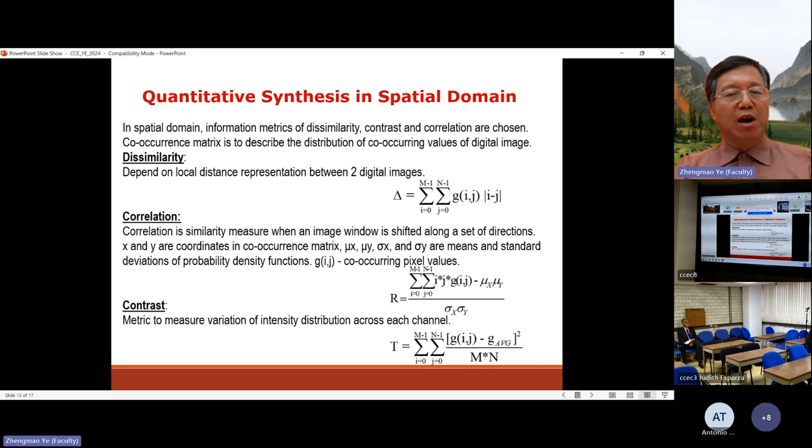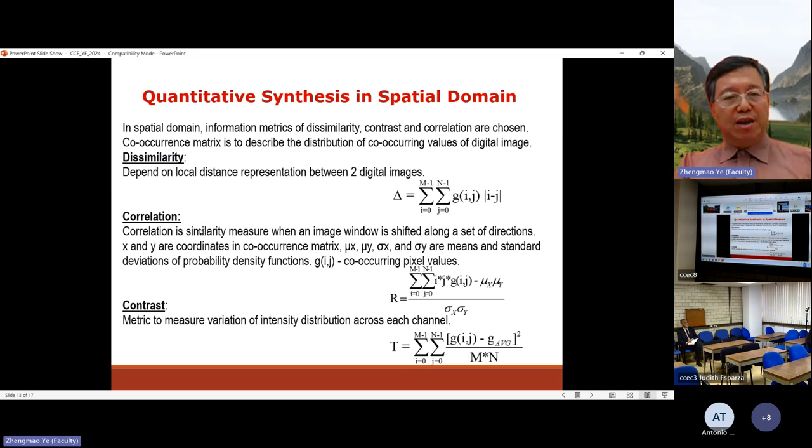Okay, secondly, we also want to have the quantitative synthesis in the spatial domain. In the spatial domain, the information metrics of dissimilarity, contrast, and correlation are chosen. The co-occurrence matrix is used to describe the distribution of co-occurring values of a digital image. So let's take a look at the dissimilarity. This metric depends on the local distance representation between two different digital images.